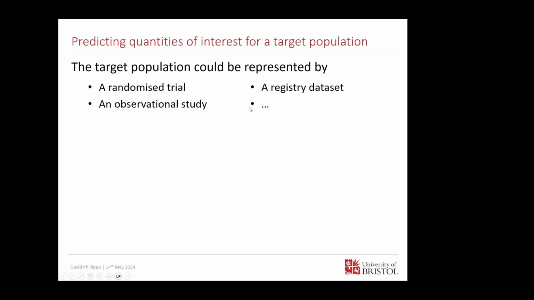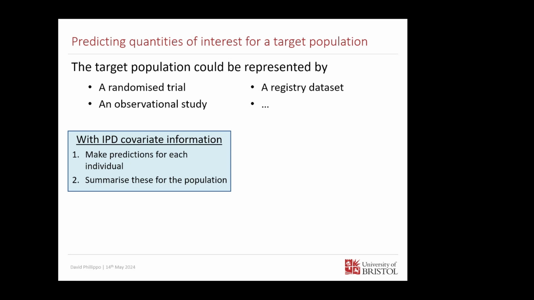So if you're making a decision for patients in the United Kingdom, there might be a registry database or study of such individuals which you want to produce predictions for. You don't necessarily want to use one of the studies in your network. It could even be that you don't actually have data on this population at all, and you're just using clinical expert opinion to form that target population, and that works just as well.